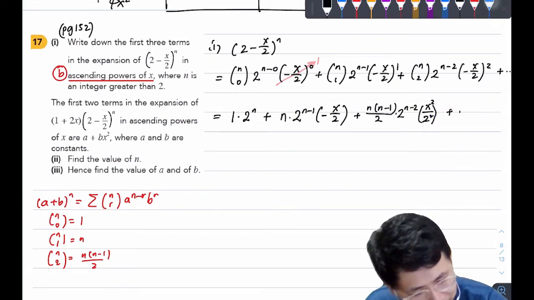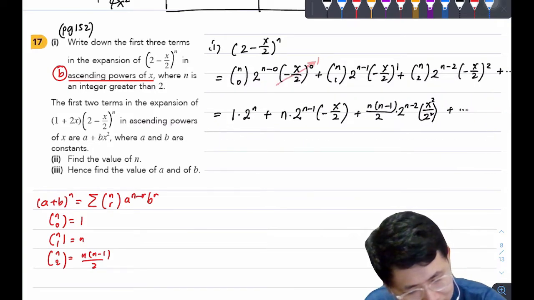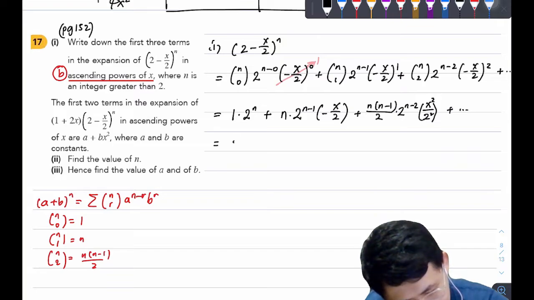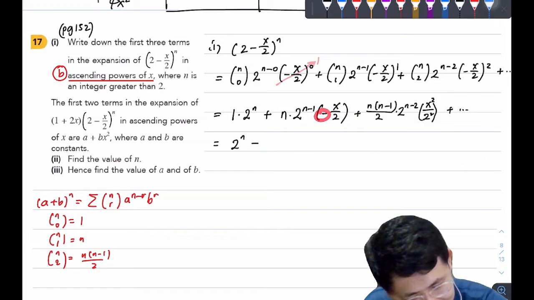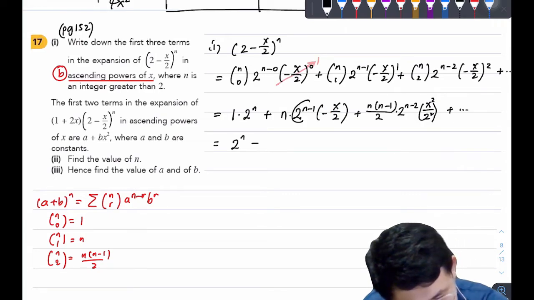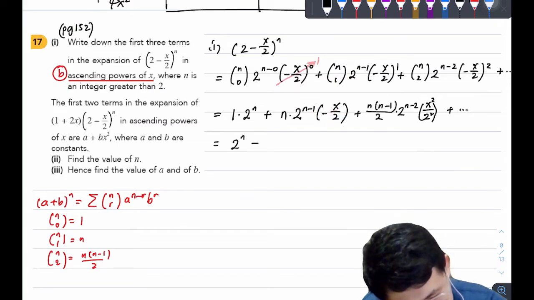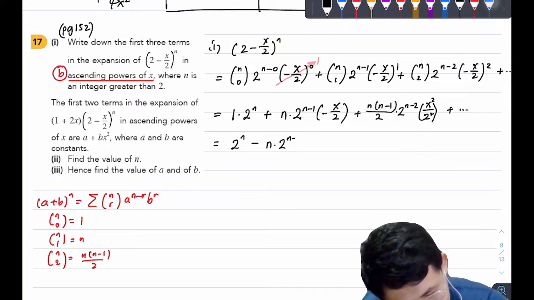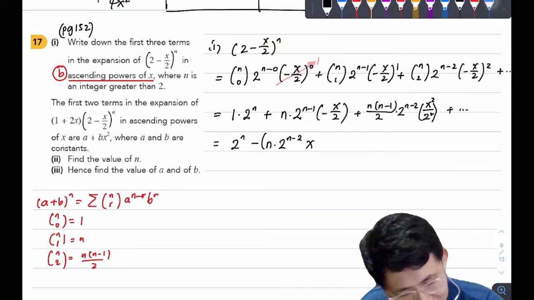Okay, like this. So let us simplify a bit and tidy up what's going on over here. So this one, I have a 2 to the power of n minus 1, because of this minus, all the coefficients in front. So this one will be 2 to the power n minus 1 divided by 2. So this would be n times 2 to the power n minus 2, and then I have an x over here. Okay, so this is my coefficient.